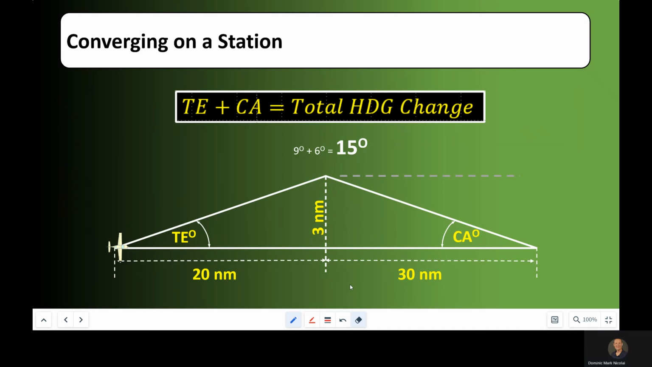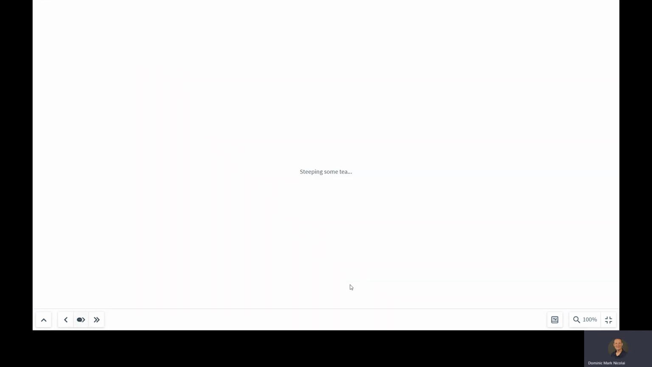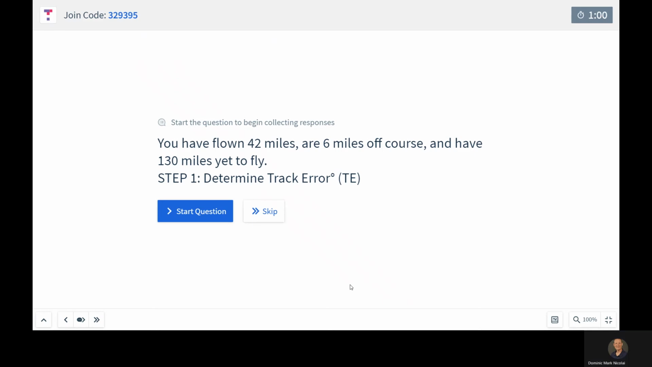So let's try a question on this, top hat. I'm going to give you an off-course problem. We're going to break it down into 3 steps here. This first one, we're going to be determining the track error. So you're 6 miles off course, and you've flown 42 miles. There's 130 remaining. So just set up a triangle on your notes somewhere. Doesn't matter what direction you want to choose, an east direction, that's fine. That's nice and simple.